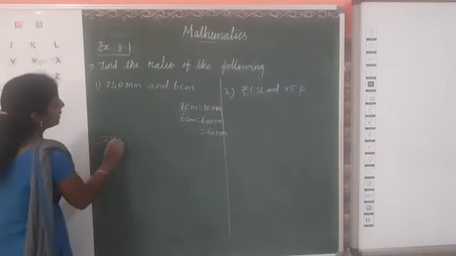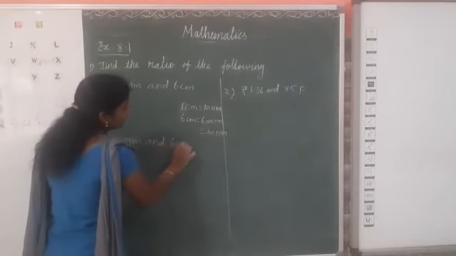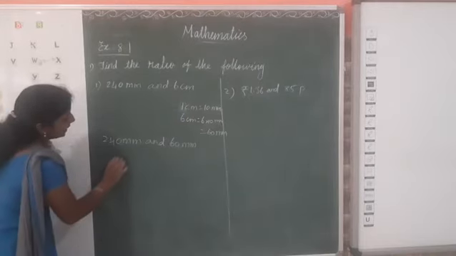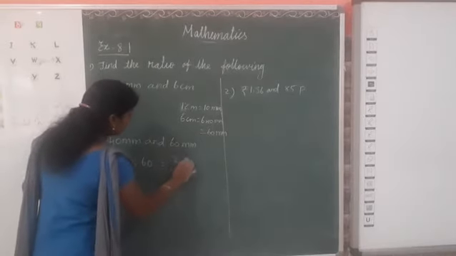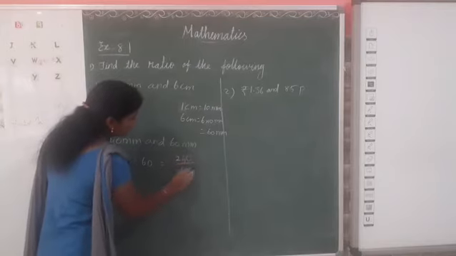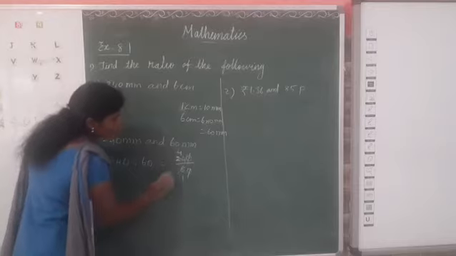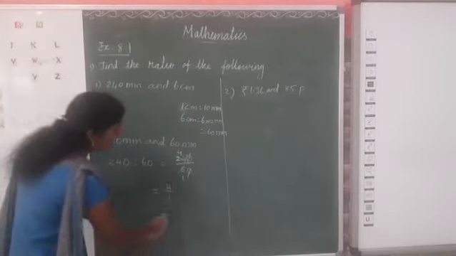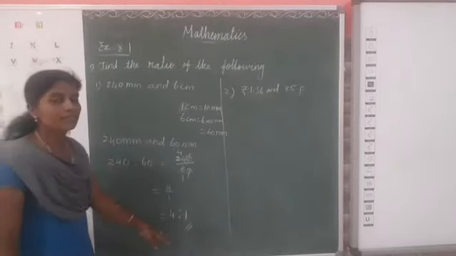So 240 millimeter and 60 millimeter. Now we can write in fraction form. 240 is to 60 is equal to 240 by 60. 0 0 cancel, 6 4s are 24, so 4 by 1. Therefore the ratio is 4 is to 1.